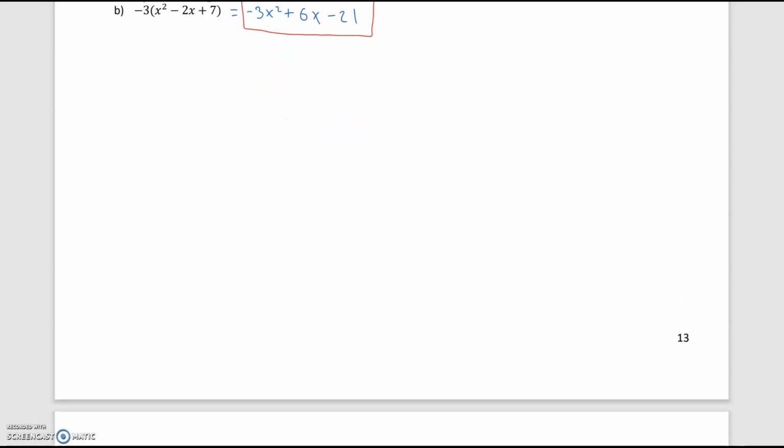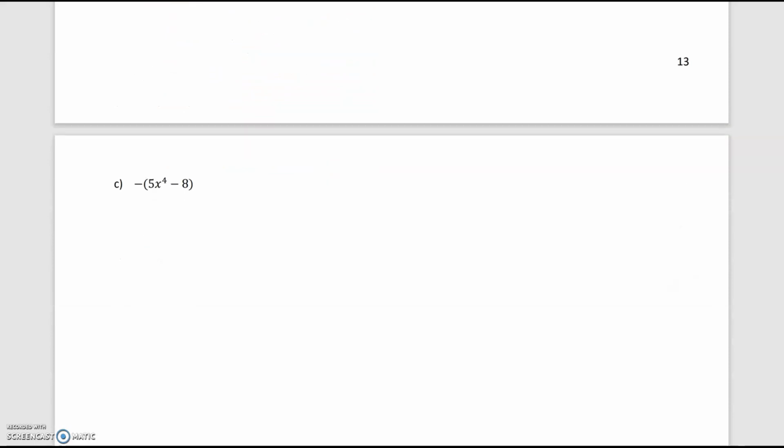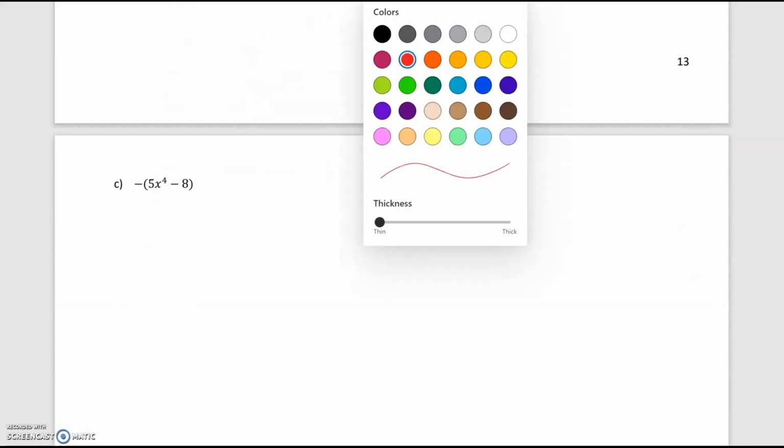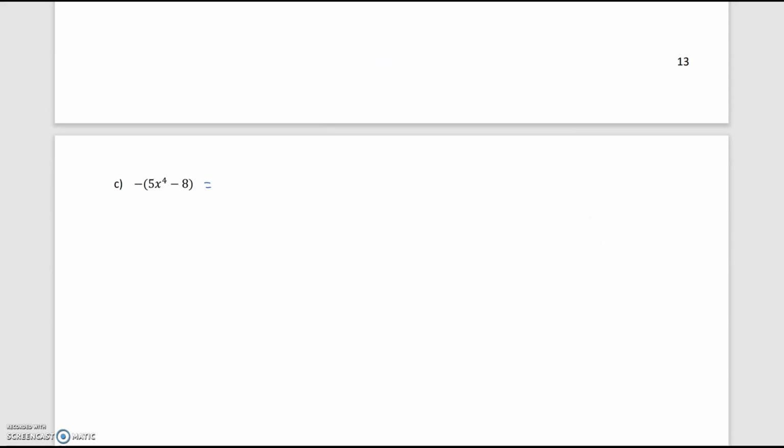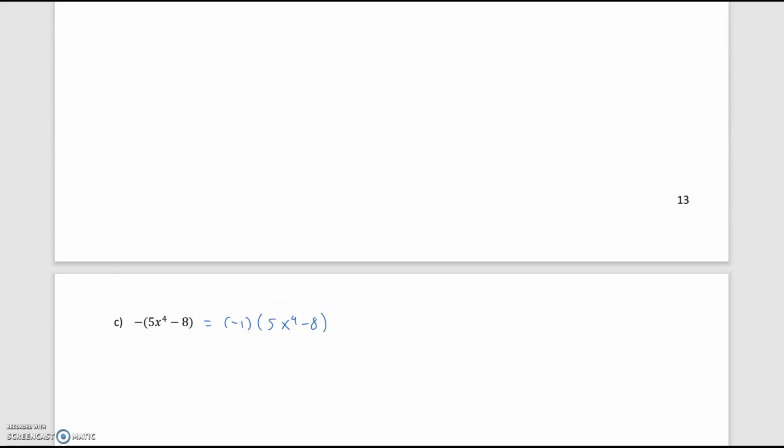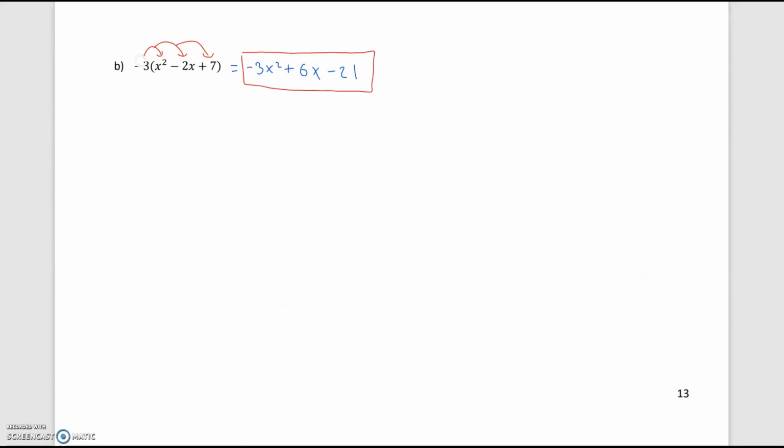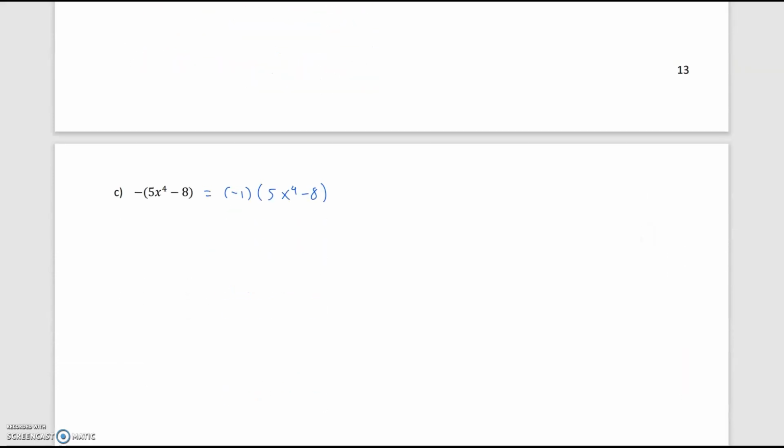Let's move on to C. Now C, let me rewrite C so that you see it. It has the same effect as if you have a negative 1, and then you have a 5x to the 4th minus 8. So it's very similar to the previous problem, but on the previous one, we had an actual negative 3. In this one, we typically don't write the 1. So these expressions are just going to be a negative and then the parentheses on the inside. So at this point, the negative multiplies both of those values.